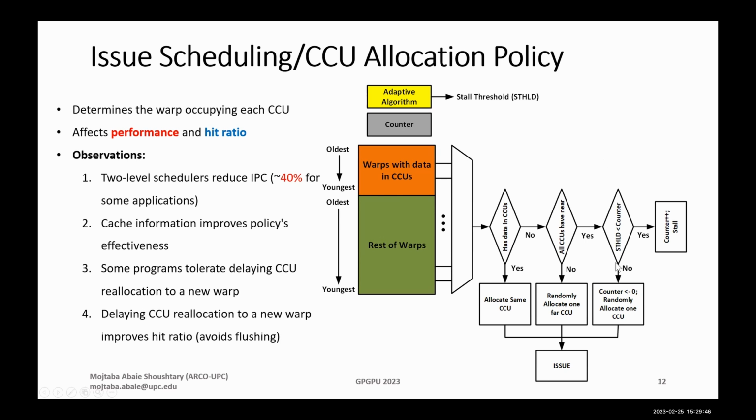Then we use a threshold and the counter to determine whether we will replace that collector unit, or we can wait a little bit to increase the chance of reuse of the values that those collector units contain. This threshold is called STHLD and is set by an adaptive algorithm. The adaptive algorithm takes into account the characteristics of the applications and tries to set the optimal threshold based on the runtime behavior.